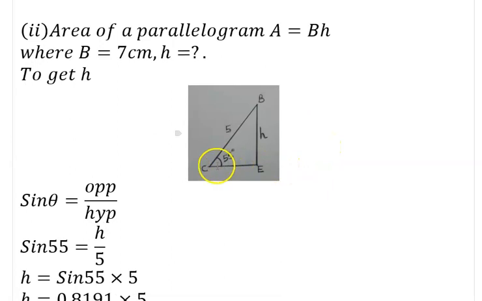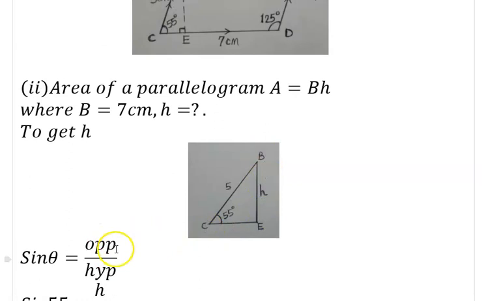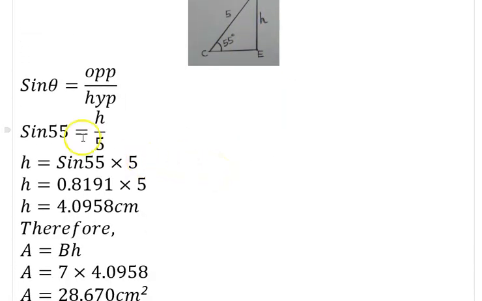Now, to get our h, the height that we're looking for, the sine is opposite over hypotenuse. Our opposite is our h. The hypotenuse is the longest side, which is 5. So sine 55 is h over 5. If we cross multiply, h equals sine 55 times 5. Sine 55 is 0.8191 times 5, which gives us 4.0958 centimeters. So that's our h.